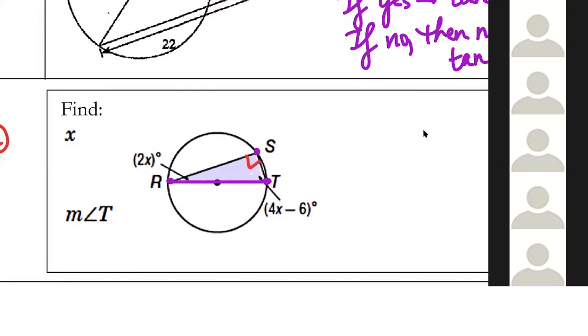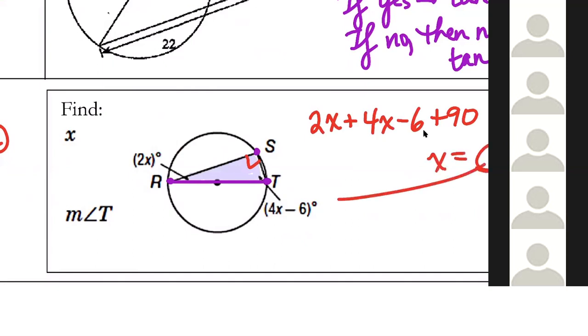Okay, if that's a right triangle, that means that when you add those up, you're going to add up to 180. And then when you solve for x, you'll be able to plug it in here to find the measure of angle t. And you can double check yourself, plug it in for 2x also, and make sure that they all add up to 180.